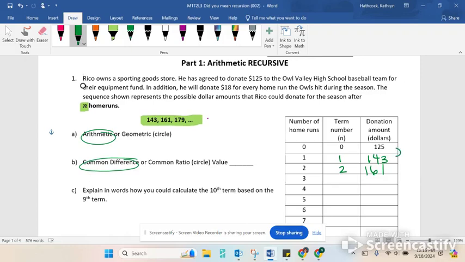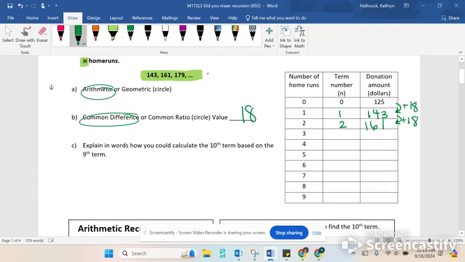But how do I know what I'm adding each time? Well, you can look at the word problem. The word problem says I'm adding 18 each time. So my common difference is 18. So fill out the rest of that table. I'm not going to finish filling all of it out. I am going to put this number, 287. And this question says, explain in words how you could calculate the 10th term based on the 9th term.